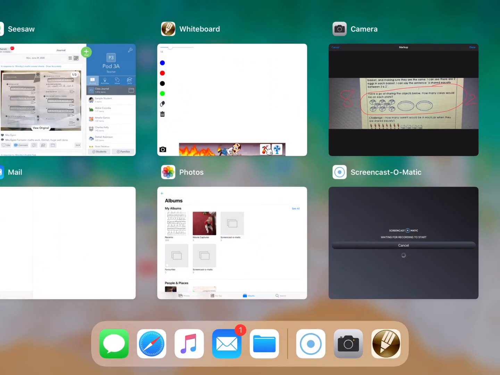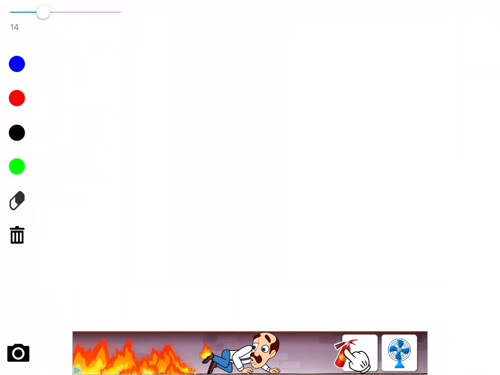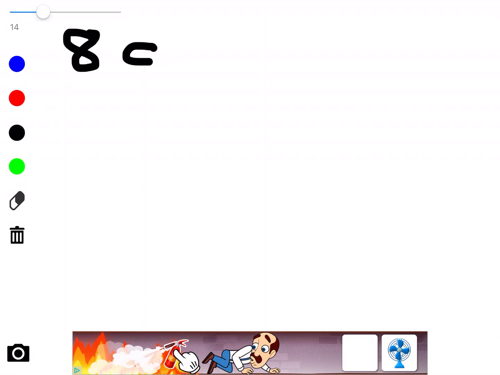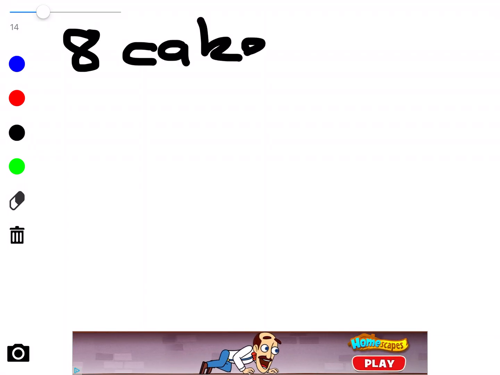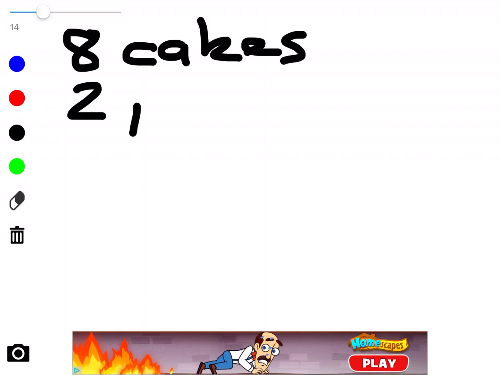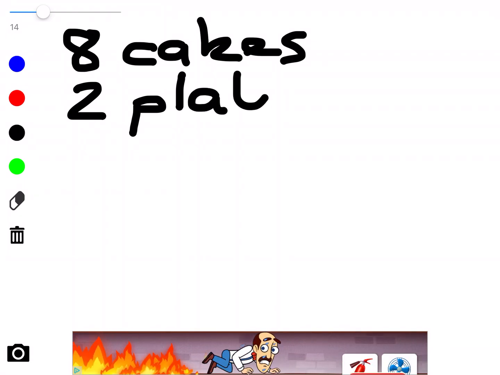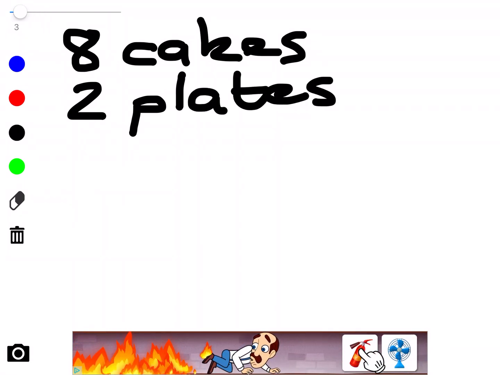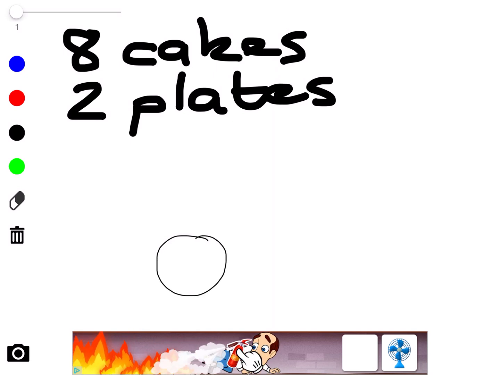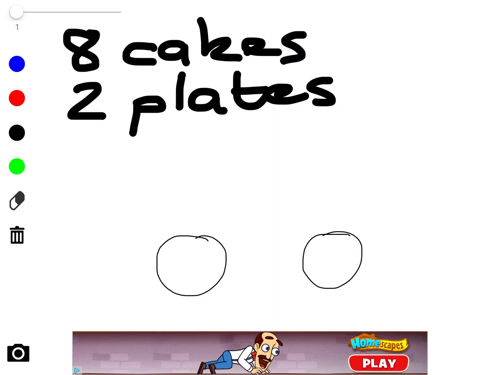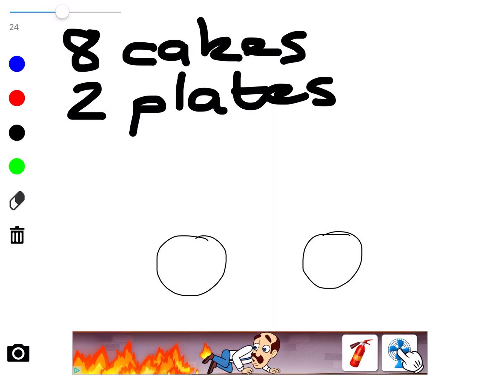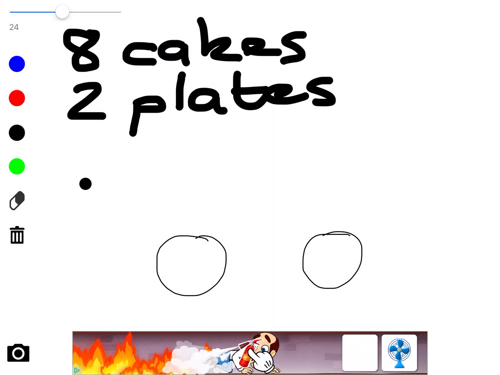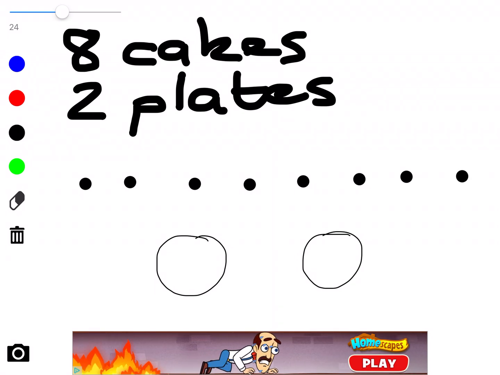So I'm just going to move over to our whiteboard and I'm going to pop that on here. 8 cakes between 2 plates. Okay. So I'm going to draw the plates down here. These are our plates. And then I'm not going to worry about drawing cakes, that will take me far too long. So I'm just going to use some dots to show me how many cakes there are. And we can see we need 8 cakes. So 1, 2, 3, 4, 5, 6, 7, 8.